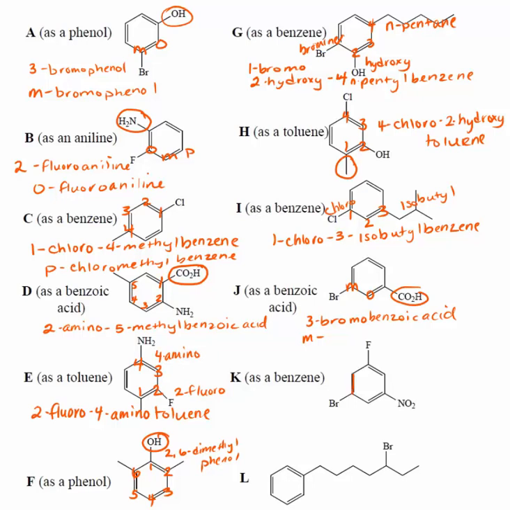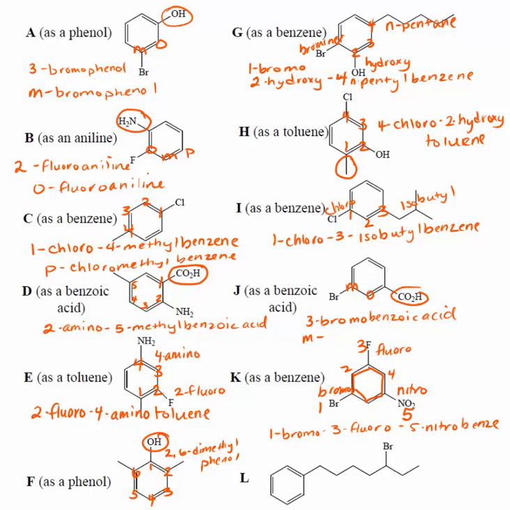If we're going to name K as a benzene, that takes care of our hexagon. Now we have nitro, we have fluoro, and bromo. So all things being equal, we're going to yield to alphabetical order. This will be 1, this will be 3, and this will be 5. So 1 bromo, 3 fluoro, 5 nitro benzene. And finally, we have L.